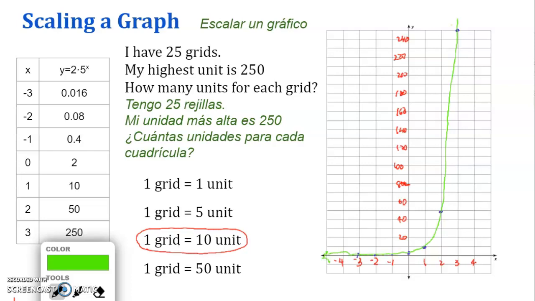Okay, and I draw arrows in both directions to indicate that this graph, although it only shows up to these grid lines, actually extends forever. It extends forever going in this direction as well as going the other direction.